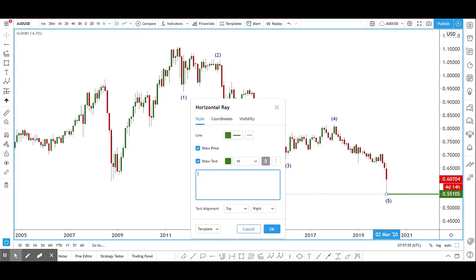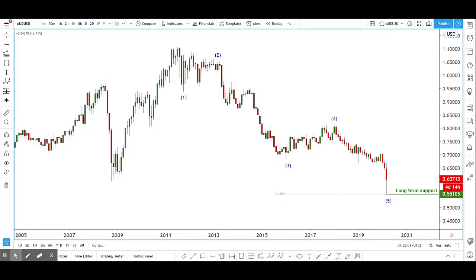So let me just highlight it. Okay, and let's call this the long-term support. Okay, so we have our wave 5 complete at 0.55105 level, and what we want to do now is find the long-term resistance.